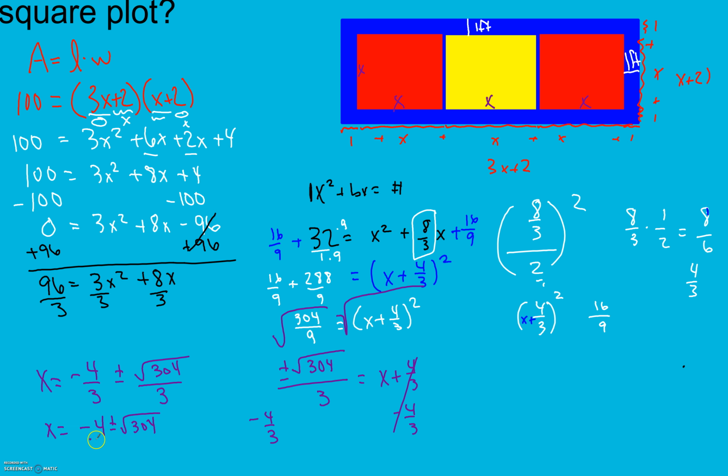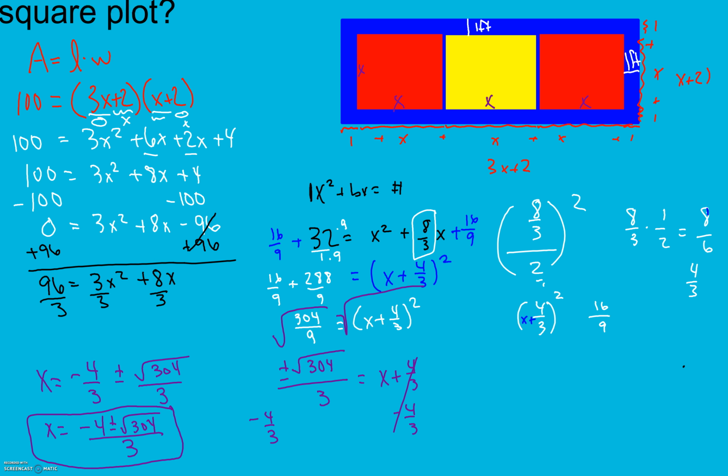Not super helpful there. Doesn't give us that x value. If I walk in somewhere and I say, I need the perimeter on this square to be negative 4 plus or minus the square root of 304 divided by 3, if I walk into like Menards or Riverside, they're going to look at me like I'm crazy. So here we're going to find some decimal approximations.